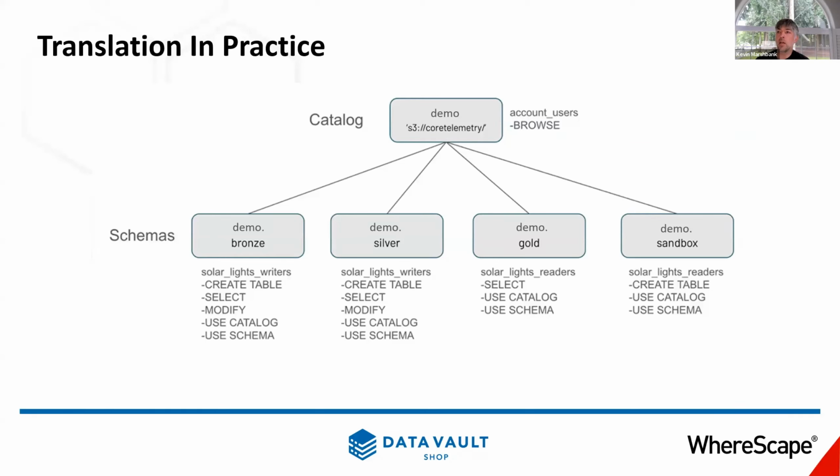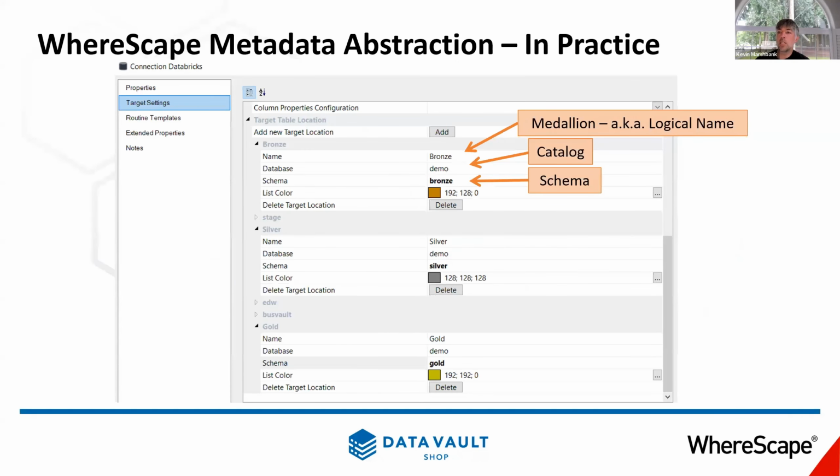But then again, let me go back to this other screen. You can see in here, I also have a stage, target, an EDW, a business vault. Those might be going to the same schemas. They may be going to different schemas. I can set as many targets as I want to within the tool set.